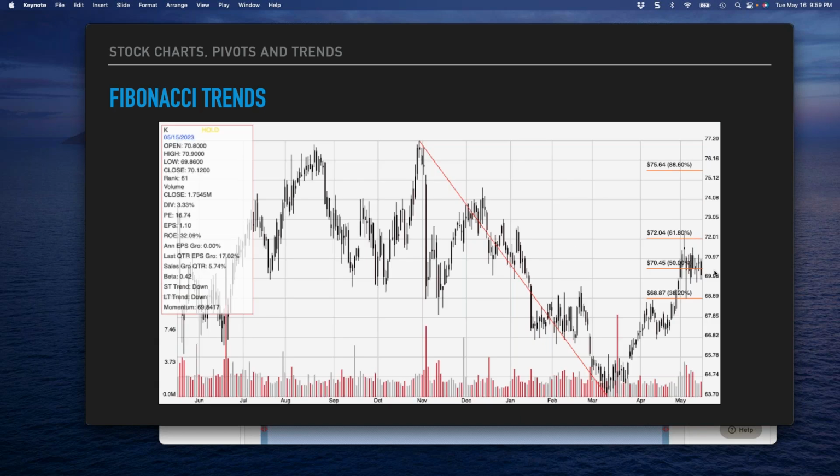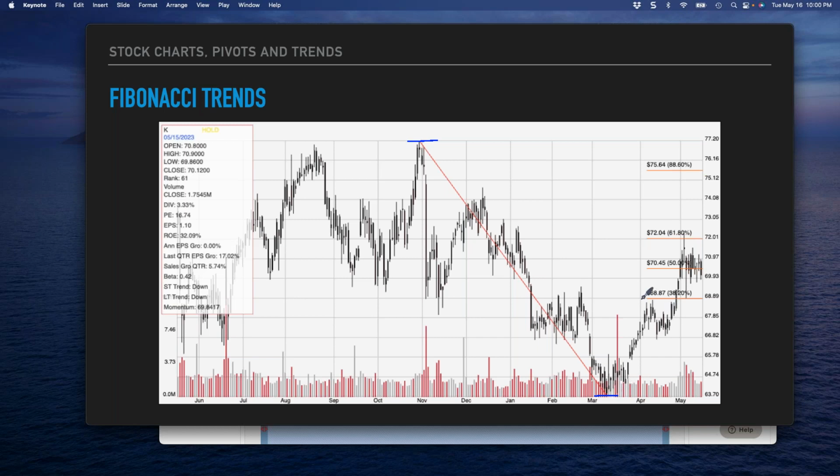Talked about Fibonacci trends already, but as I mentioned, these have proven to be able to identify some of these levels of support and resistance within trends on a fairly consistent basis. I've got a chart here for Kellogg cereal company. We've got our Fibonacci line from the peak at 77 to the low at around 64. That defines the downward trend that the stock followed from the end of October through the middle of March.